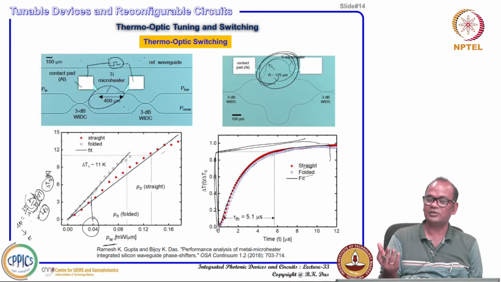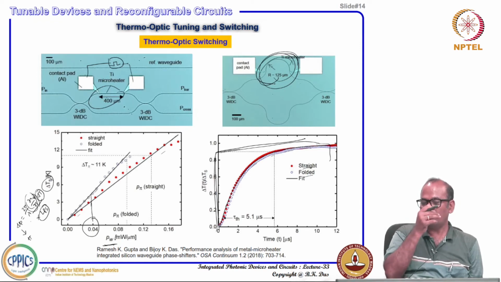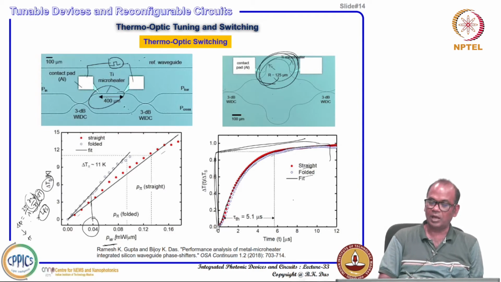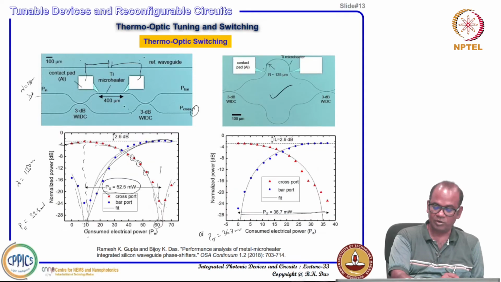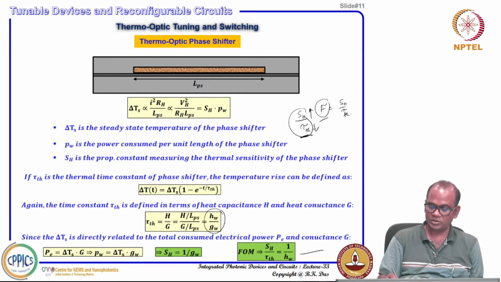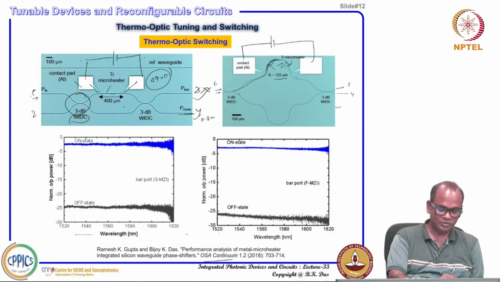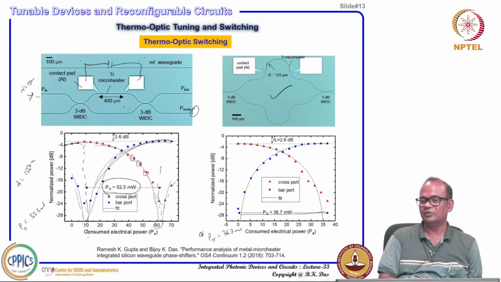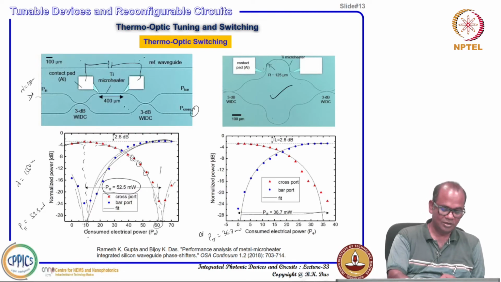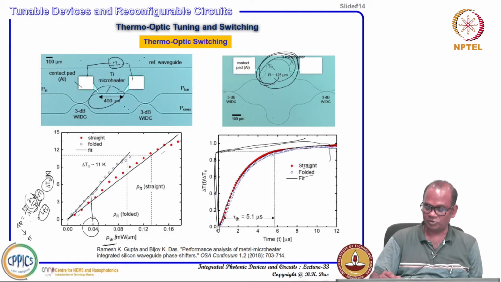What is the slab thickness, what is the waveguide width, how far the microheater is from the waveguide, all those actually depend on your so-called thermal constant. Earlier we have discussed, you remember that, right. So, the thermal constant depends on thermal capacitance and thermal conductance, which has nothing to do with the architectural geometry of the device. But if you can engineer this thermal capacitance and thermal conductivity of the structure, then this rise time can be engineered also.